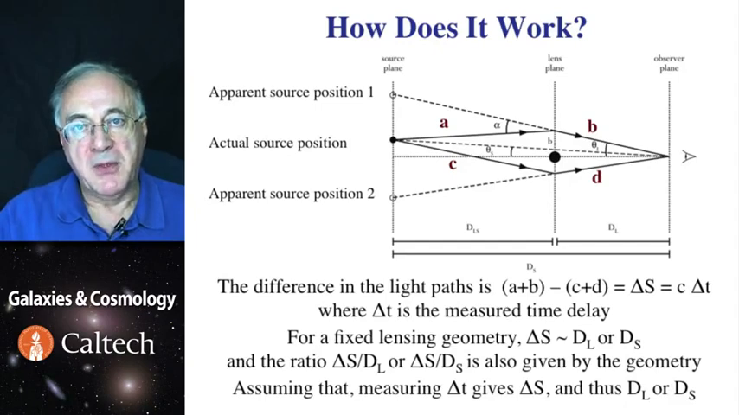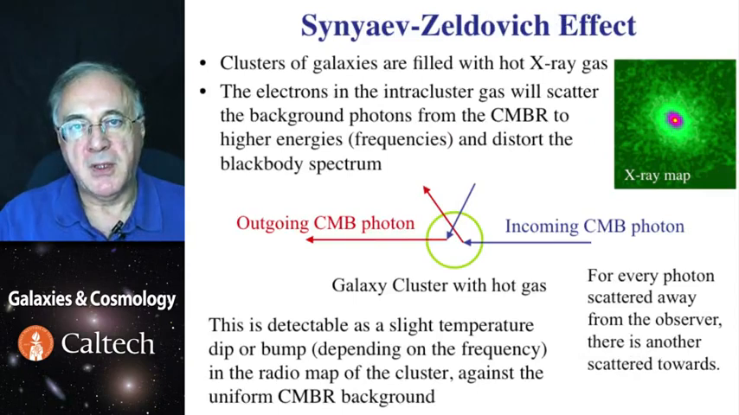The path difference between different rays, assuming that you know the geometry, will scale directly with every other length in the system. And the ratio of this path difference to the distance to the lens or the source is also something that the model will tell you. So by measuring the time delay, multiplying by the speed of light, we directly measure the difference in the path length. And if we knew the lens model, we can then use it to infer the distance to the lens or the lensed object. The Sunyaev-Zeldovich effect is something entirely different.